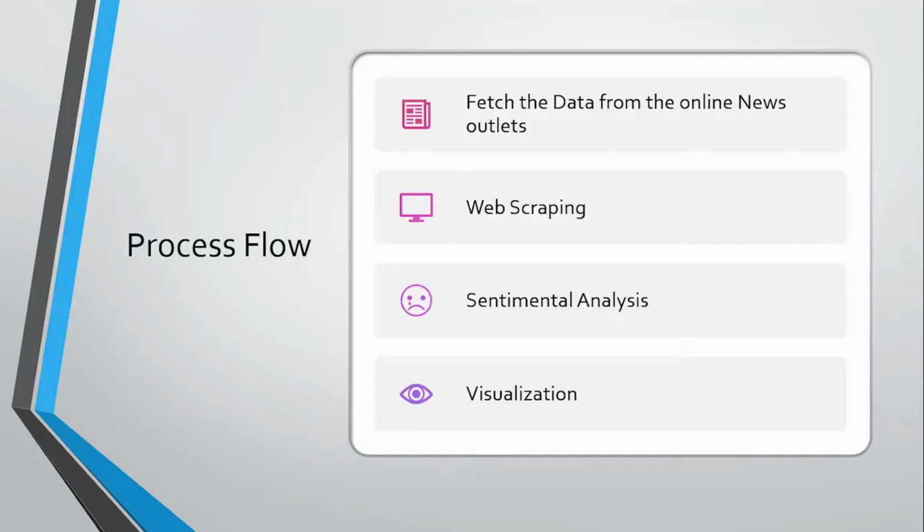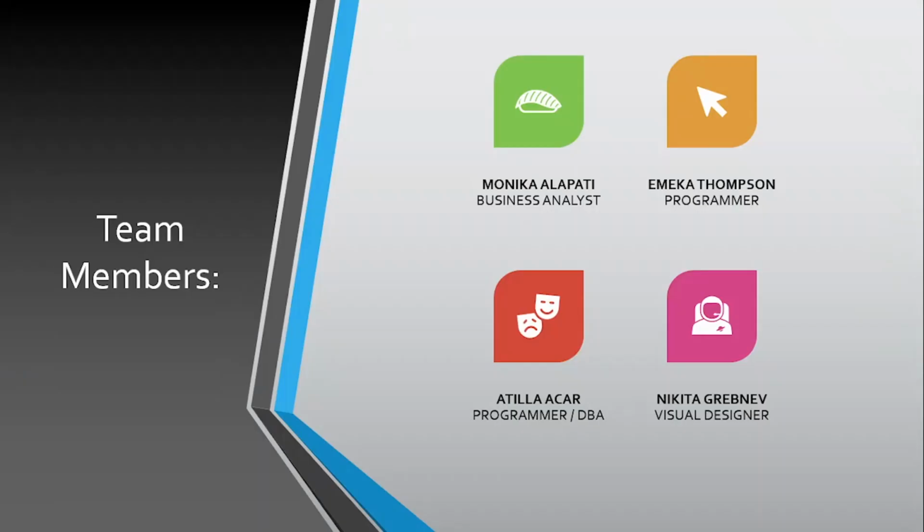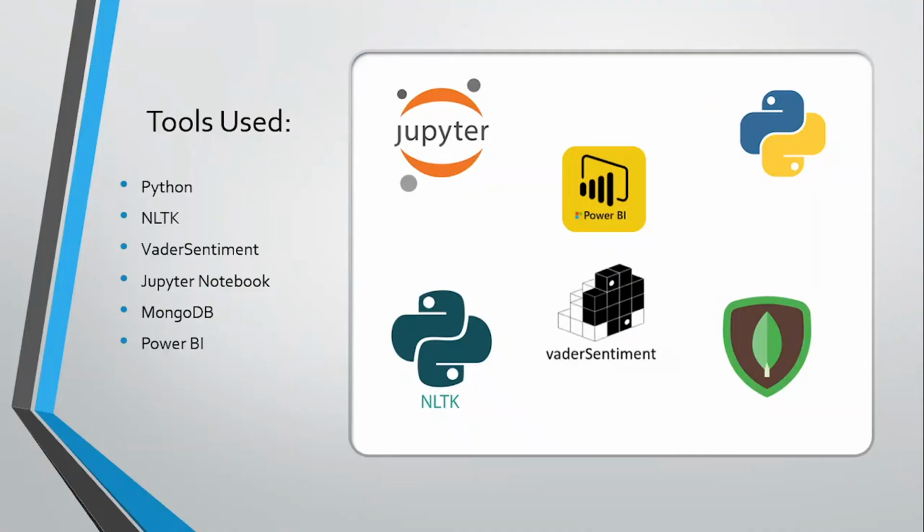Our goal is to fetch the data from the online source outlets and perform the web scraping and sentiment analysis, and finally display the results in Power BI. I'm Monika Alapati, acting as a business analyst. Emeka Thompson, programmer, is going to do the web scraping part. Attilla Acar is managing the database connectivity and sentiment analysis. Nikita is visual designer. Tools we used are Python, NLTK, Vader Sentiment, Jupyter Notebook, MongoDB, Power BI.